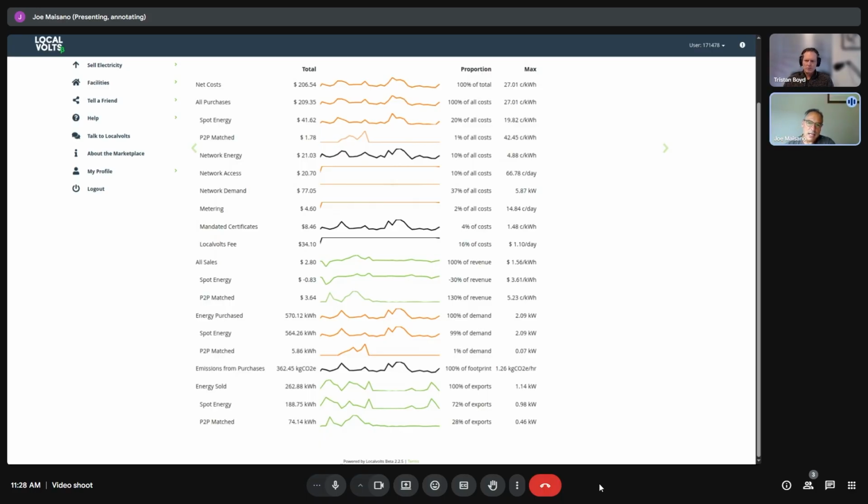Now, any energy I've purchased peer-to-peer will, presuming it's coming from renewable sources, which at the moment all of it does in the Local Volts marketplace, have a zero footprint. So the more peer-to-peer I'm purchasing, the less my carbon footprint.